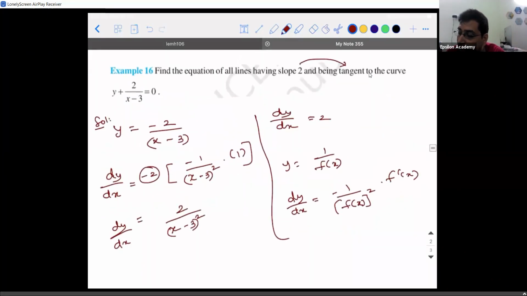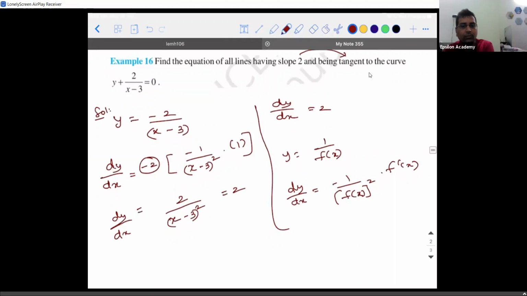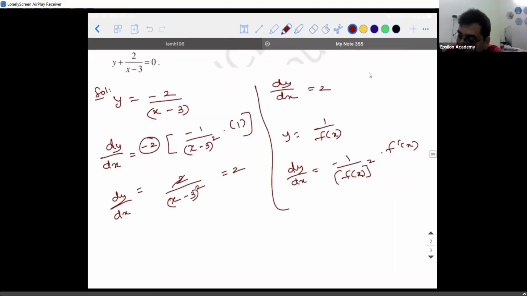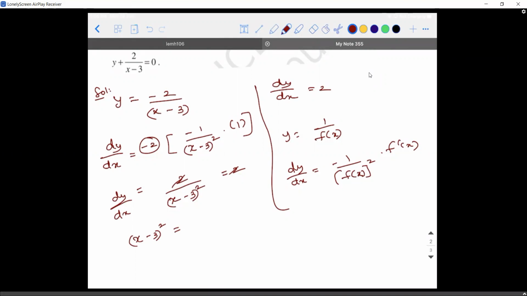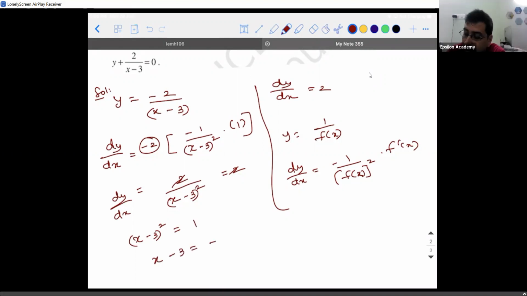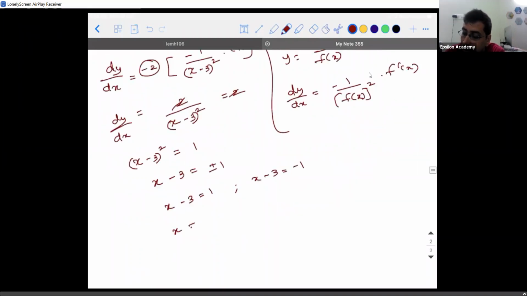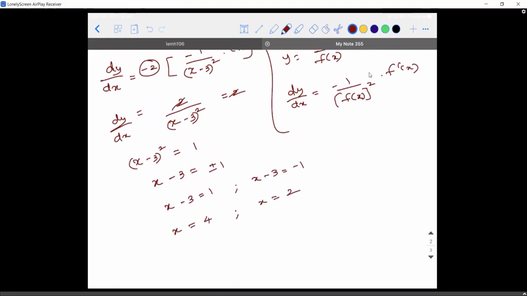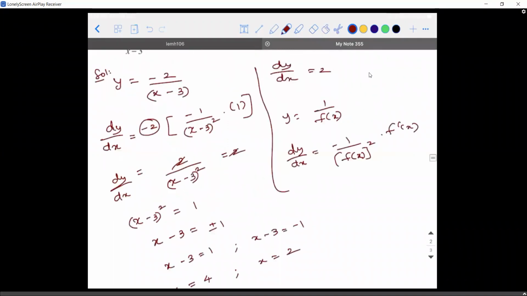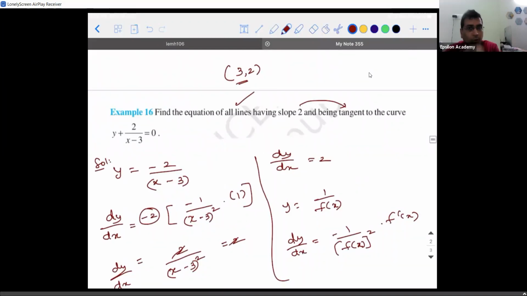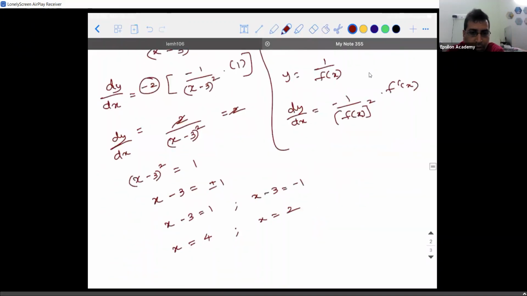Okay. So what is the value of dy by dx they have given? That is 2. So 2 and 2 will get cancelled. X minus 3 the whole square is going to give you how much? Answer. So x minus 3 will be equal to plus or minus 1. So x minus 3 will be 1 and x minus 3 will be minus 1. So x is how much? 4 or x is equal to 2. That is the reason why they told find the equation of all lines. There are 2 points.